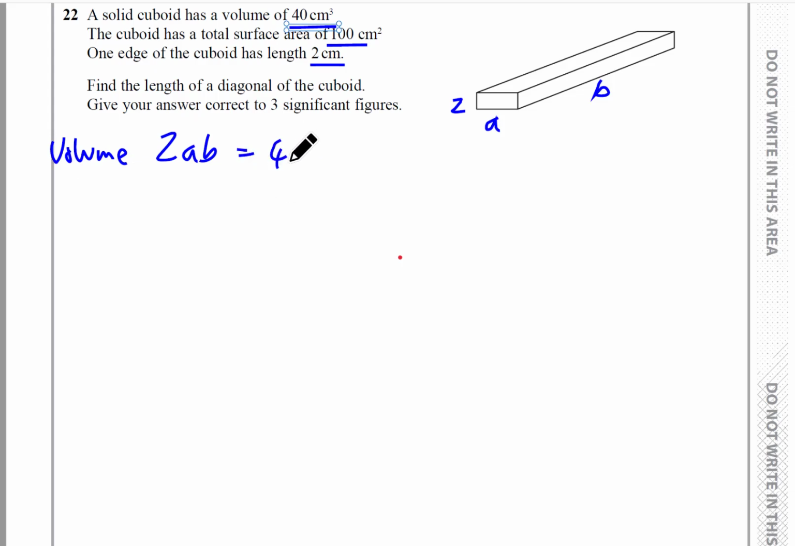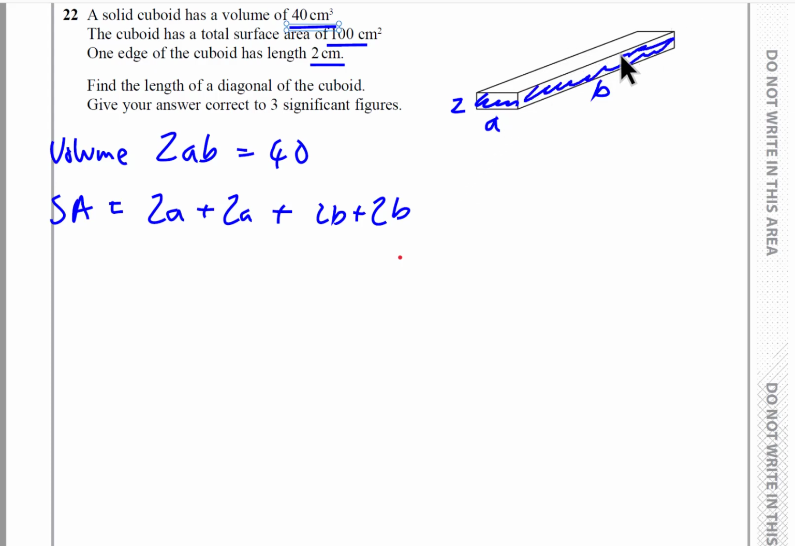That equals 40. Now the surface area is going to be 2A plus the other side, 2A, front and back, plus 2B plus 2B, which is going to be that side and the back side, and we want the top and the bottom, which is going to be AB plus AB, which equals 100. Now let's simplify that.